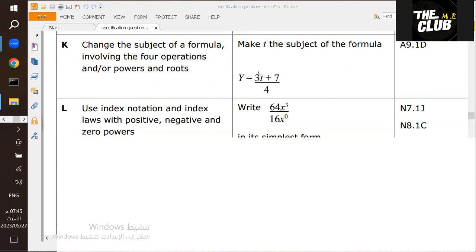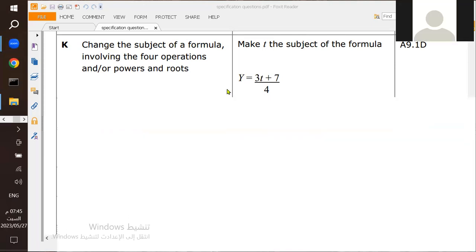It means we need T to be alone. I make T alone. First step, what do I do? I do times both sides. First thing, I move the 4 to the other side by multiplication. Then we can also move the 3 to the other side. Yes, you can also do cross multiplication, like y is like multiplying, it's the same idea.